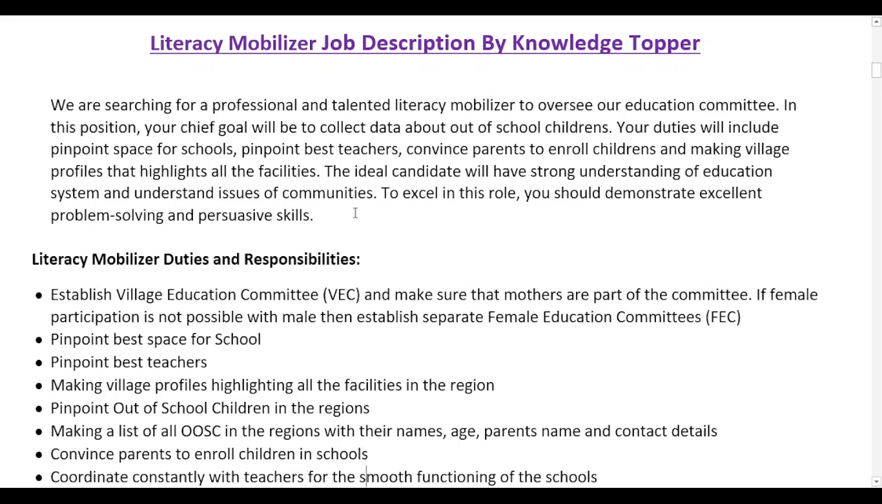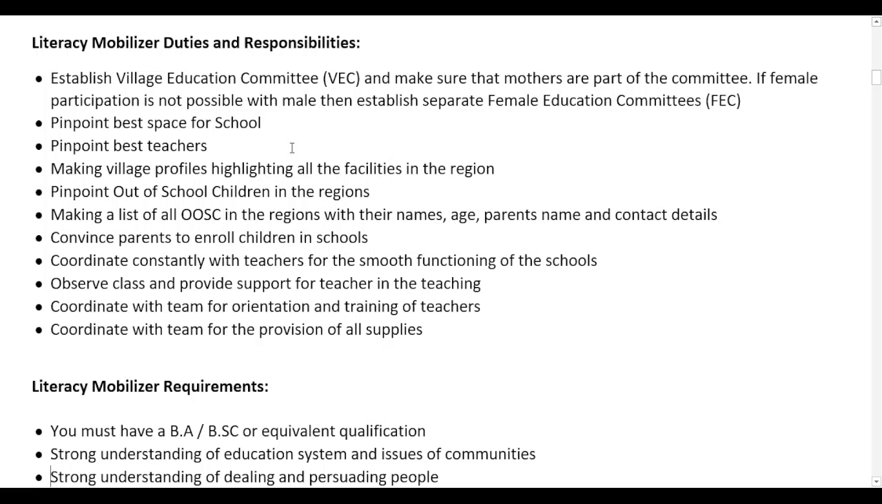After the job summary section, we have the detailed duties and responsibilities section that provides more detailed duties and responsibilities that must be included in a potential candidate in order to qualify for a job of a literacy mobilizer. Okay, like if I can read for you guys all these duties and responsibilities. As a literacy mobilizer, your duties and responsibilities include: establish village education committee and make sure that mothers are part of the committee. If female participation is not possible with male, then establish separate female education committees. Pinpoint best space for school, pinpoint best teachers, making village profiles highlighting all the facilities in the region.